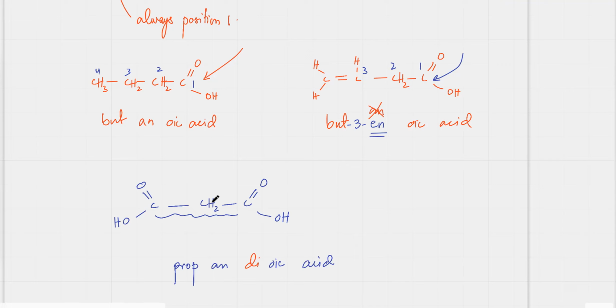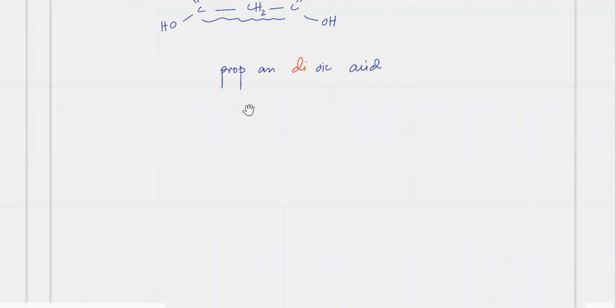Yes, sir. Okay, so this one is kind of easy because you don't have to number the carboxylic acid most of the time. The next one we're going to do is aldehydes and ketones.